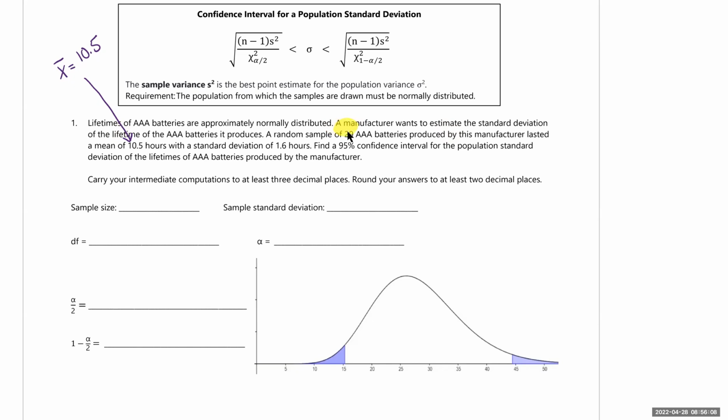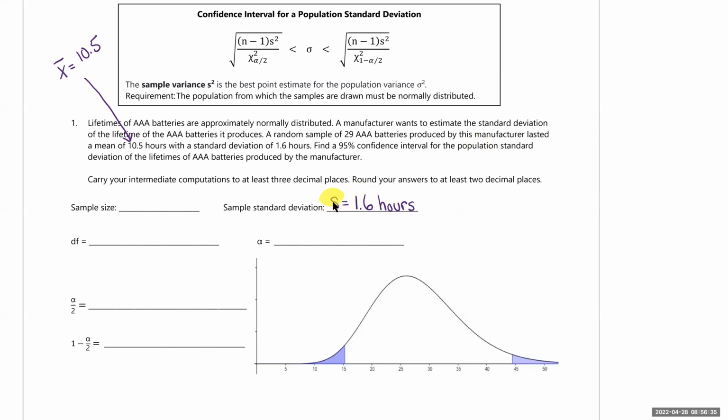So for these 29 batteries, this was their mean. And then for the 29 batteries, the standard deviation came out to be 1.6 hours. So I'm just going to fill that in right now. So the sample standard deviation, S, our best point estimate for sigma, is 1.6. I'm just going to add units so we know what we're talking about.